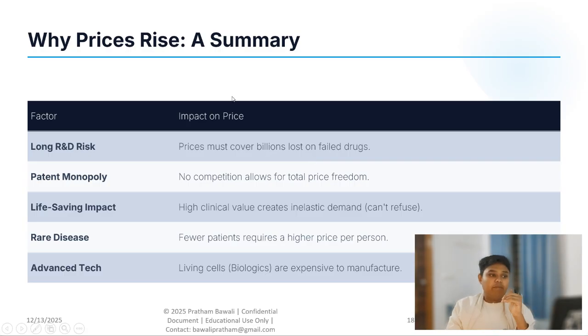Why prices rise? A summary. Here we go. A long R&D risk must cover billions lost on failed drugs. Patent monopoly: no competition allows for total price freedom. Life-saving impact: high clinical value creates inelastic demand, nobody can refuse that. Rare disease: fewer patients require a higher price per person. Advanced tech: living cell biologics are expensive to manufacture.